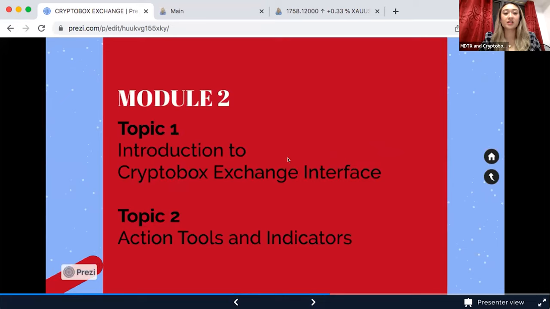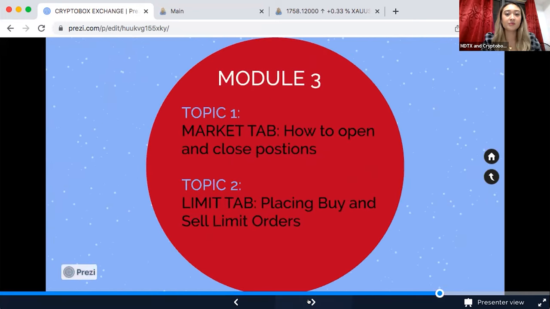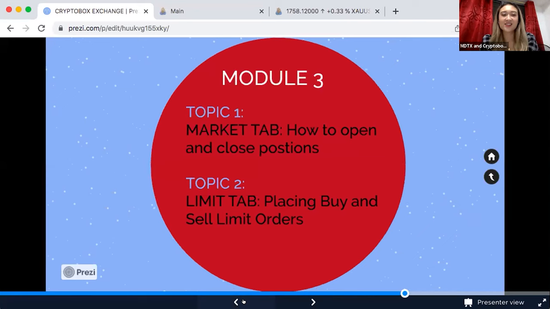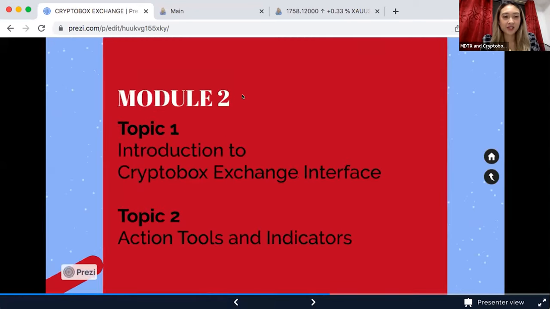In the next trading training, I will be going through the second topic, which is the action tools and the indicators. I might be able to open trades and show you so that the indicators will come out. Then in the following session, we have the third module, which is how to open and close positions in the market tab, and how to place buy and sell limit orders in the limit tab. These are going to be more execution types. That's it for today because we are pressed for time.